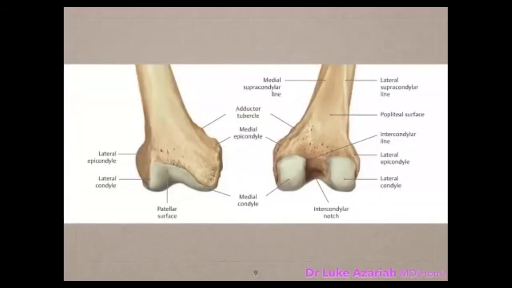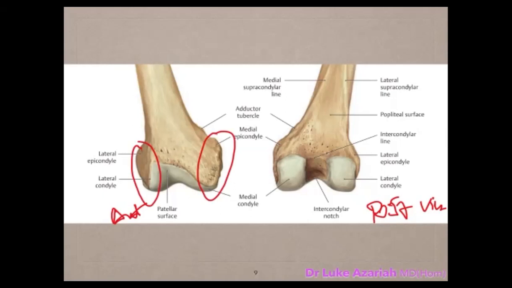Right, what is this? Upper end of the femur or upper end of the tibia? Lower end of femur. Very good. This is anterior view. This is posterior view, right? This is medial condyle. This is lateral condyle.